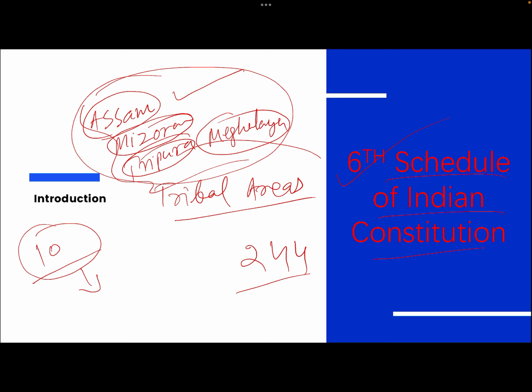areas and scheduled areas. So the sixth schedule was included in the Indian Constitution after the recommendation of the Bardoloi Committee, right? The Bardoloi Committee recommended the inclusion of such a provision. So the Bardoloi Committee recommended this particular provision for tribal areas, and after that it was included in the Indian Constitution.